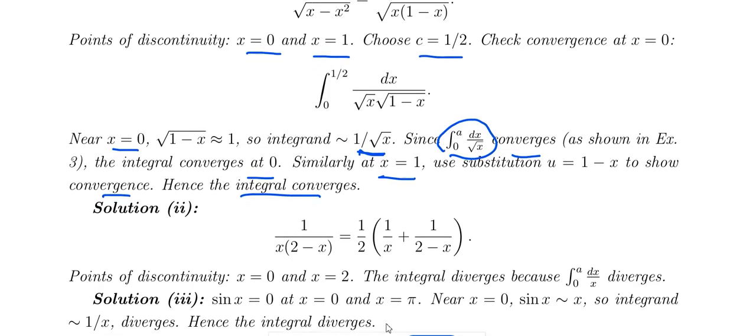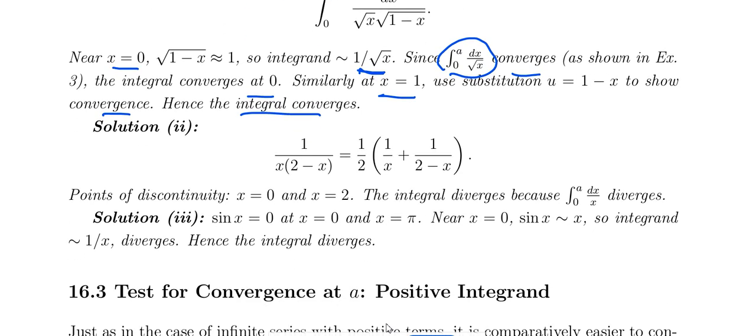Okay, in the same way, another problem: 1 by x into 2 minus x. Here they ask us to check only the convergence. So this we can do by partial fractions: 1 by x plus 1 by 2 minus x. Here the discontinuity is at both ends, x equal to 0 and x equal to 2. The integral diverges because the integral from 0 to a of dx by x diverges. We saw this problem at the very beginning. Since that diverges, this diverges. The overall sum diverges.